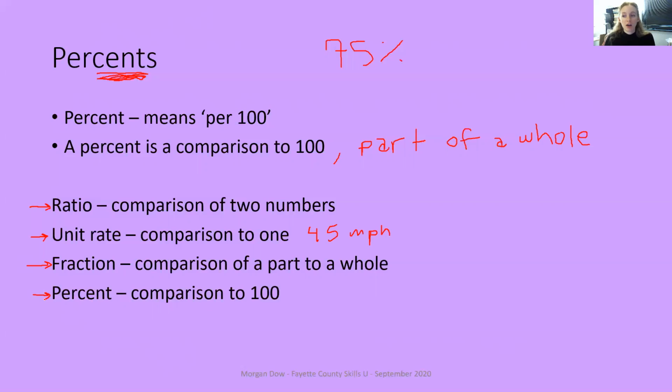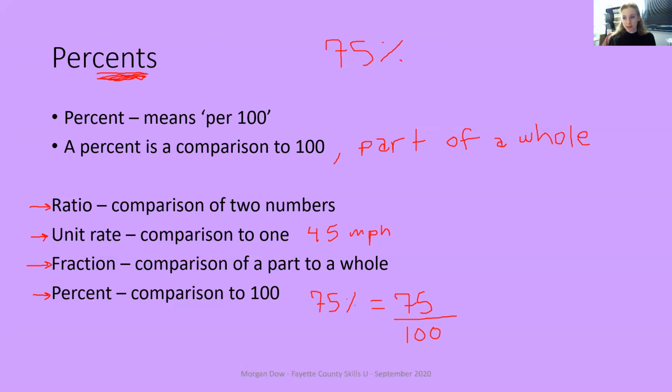Since percents are comparing a part to a whole using the number 100, percents are really just a special type of fraction. Percents are a special type of fraction where the denominator has to be 100. So 75% really is the fraction 75 out of 100.